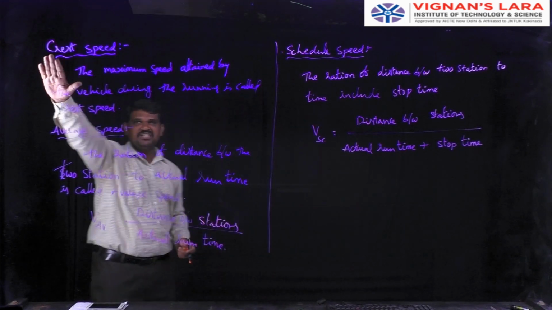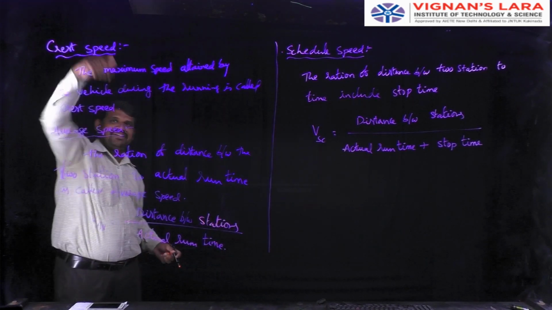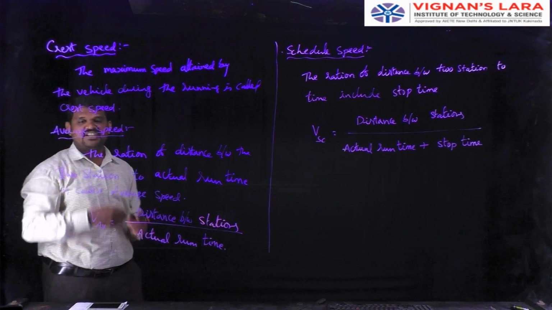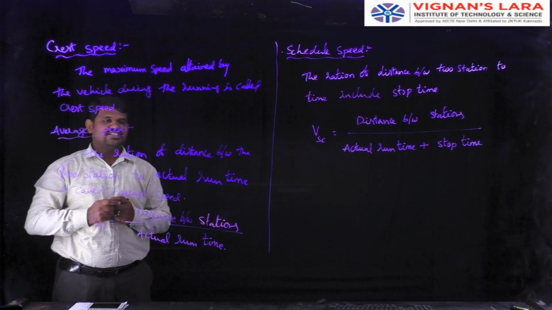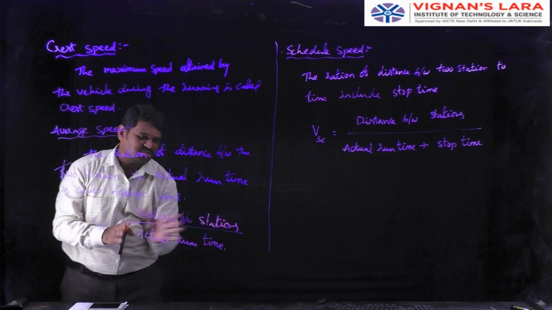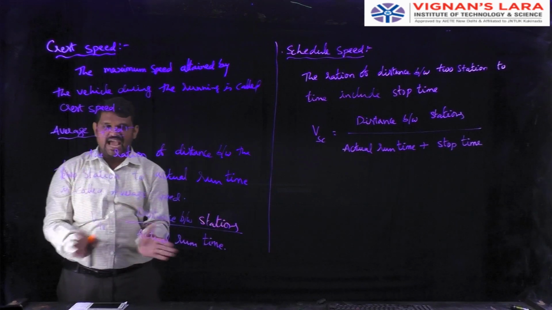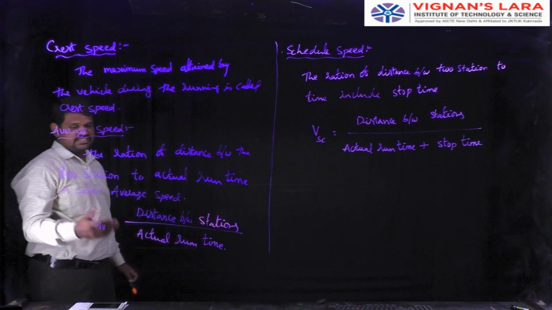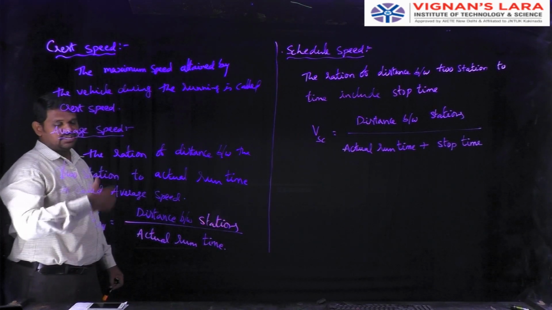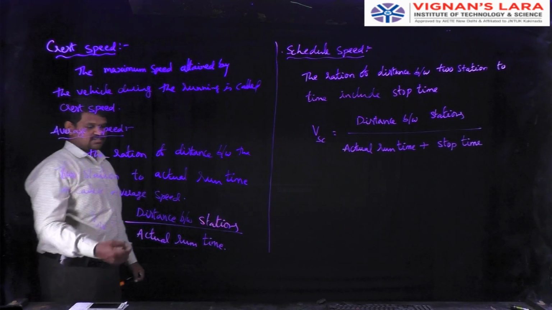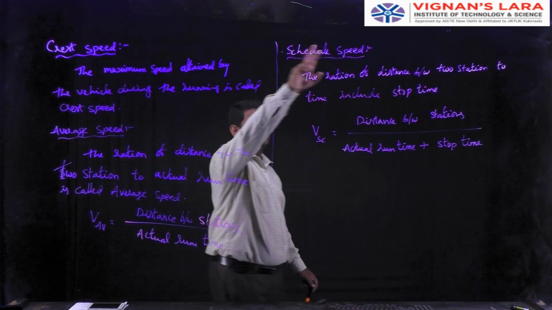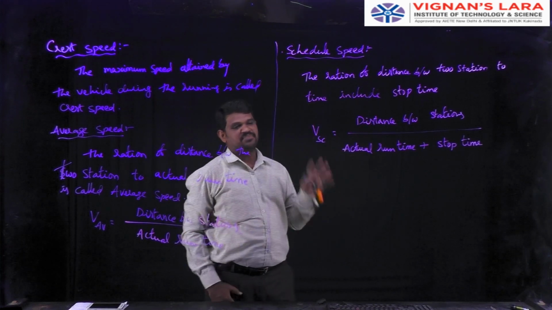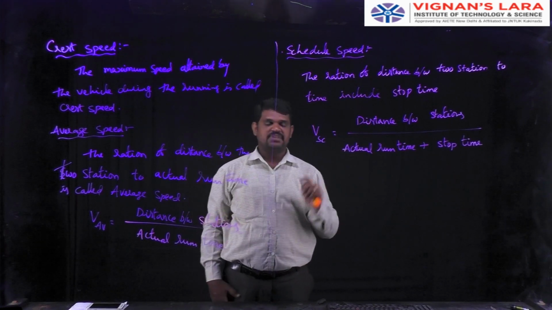Crest speed means the maximum speed attained by the vehicle during the running. The average speed means the distance between the two stations divided by the actual run time, that is, how much time it takes to travel that distance. Schedule speed means that in the time we consider the stop time also.